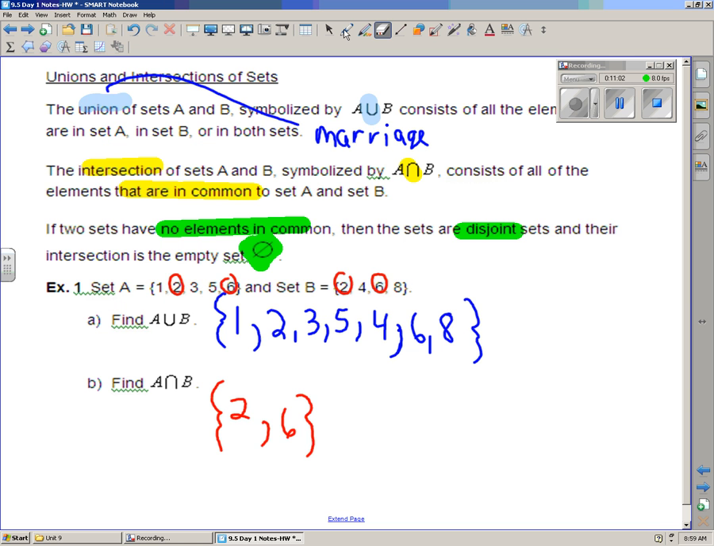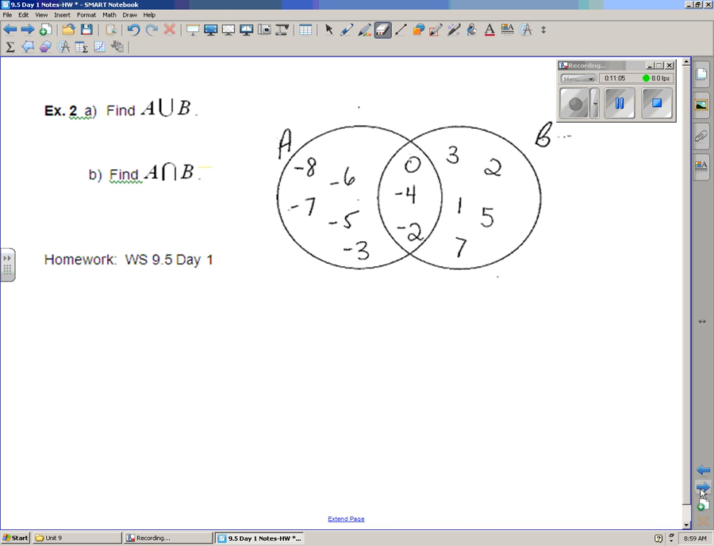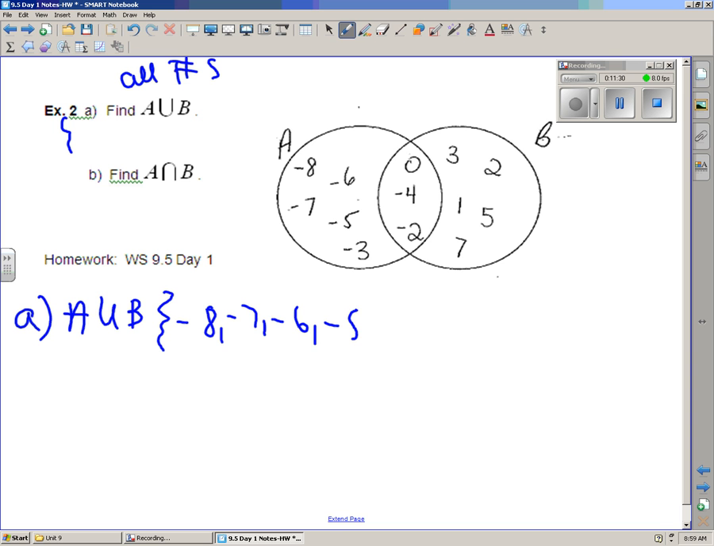Sometimes they might actually give you intersection and union in terms of a Venn diagram. Not a big deal here either. You need to look to see what the union is, and the union is all numbers. So what's going to happen here for the union, in set A, I'm going to actually bring that down here. So set A union set B is going to be -8, -7, -6, -5, -3, 0, 4, -2, 1, 2, 3, 5, and 7. All of those numbers. So whatever's in either set.